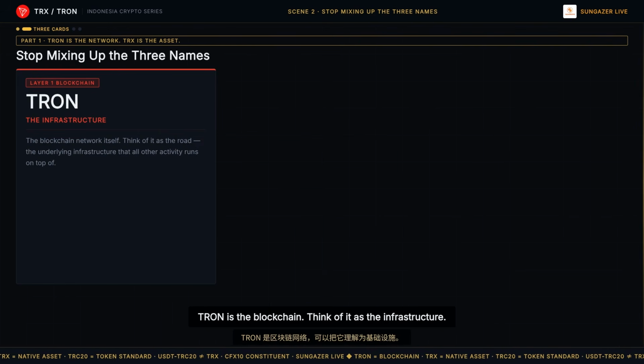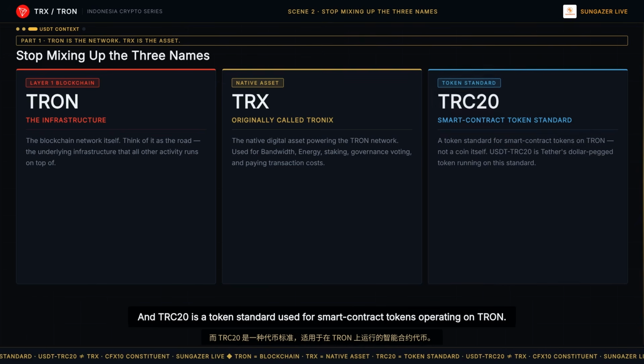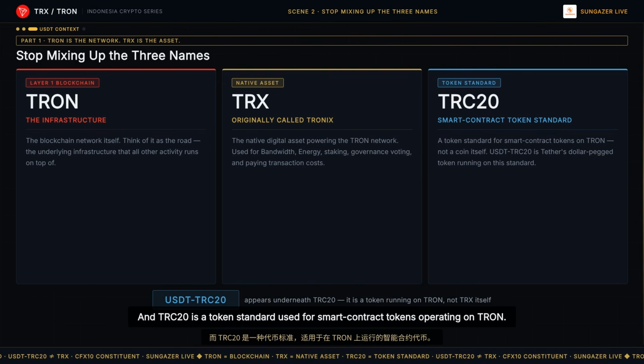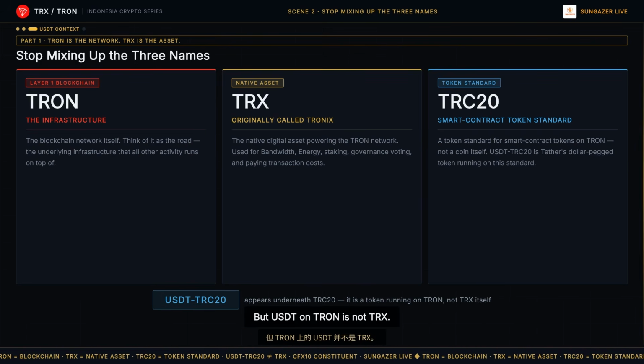TRON is the blockchain. Think of it as the infrastructure. TRX is the native asset that powers important parts of that infrastructure. And TRC20 is a token standard used for smart contract tokens operating on TRON. So when someone says, "I sent TRC20," they usually mean they sent a TRC20 token, very often USDT. But USDT on TRON is not TRX.